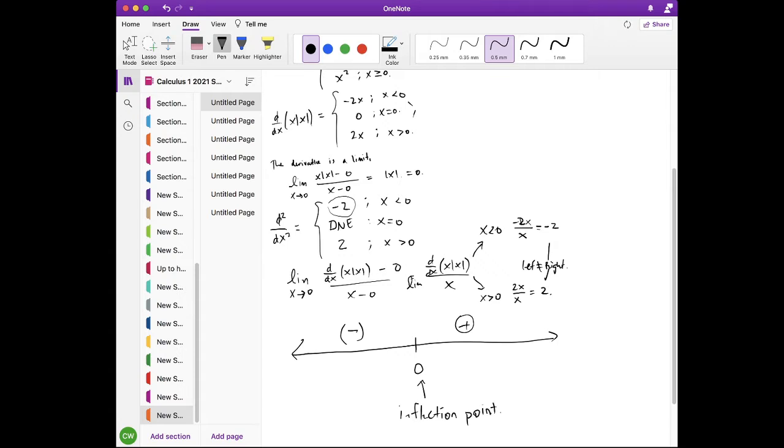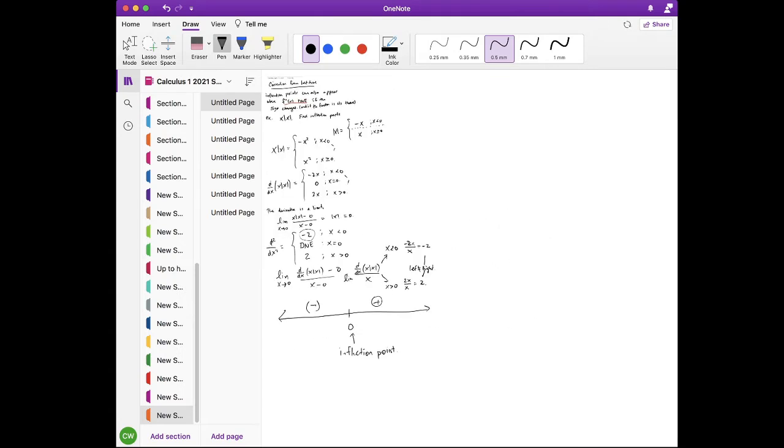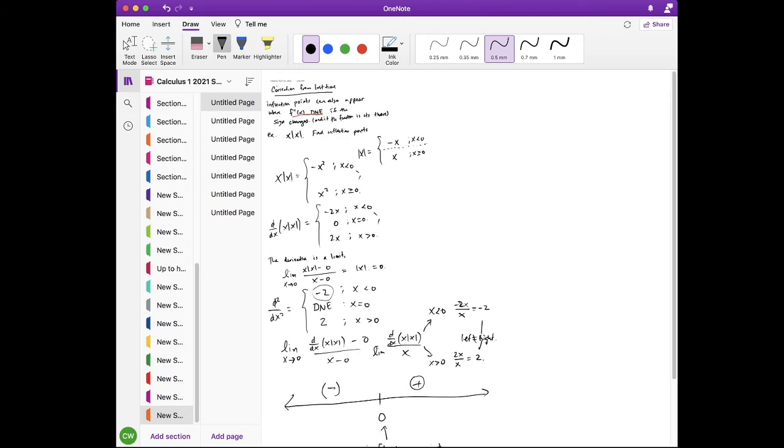Okay, so any questions about that? Yeah, so I just wanted to clear that up. I said inflection points are when the second derivative is 0 and the sign changes, but it can also not exist as long as it changes sign.